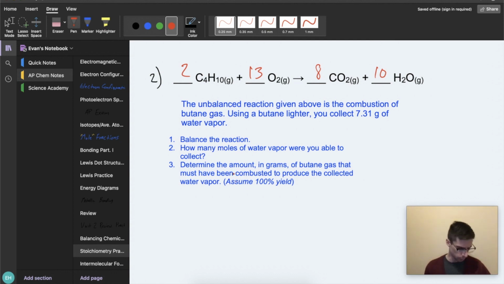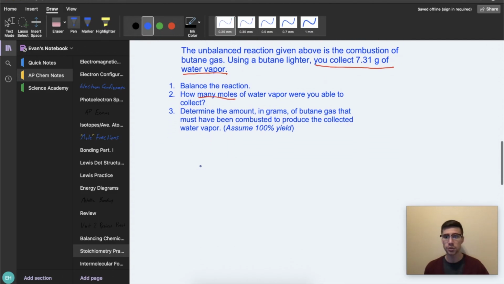Okay? So again, let's see. We balanced the reaction. Part 2. How many moles of water vapor were you able to collect? Well, this should actually be pretty easy, because it told us that we collected 7.31 grams of water vapor. So now it's asking, how many moles of water vapor did we collect? So this should be pretty simple. And again, the way that we do that, all we're doing here is really converting grams to moles, and we're starting with this value. So they said that we collected 7.31 grams of water vapor. Now water, it doesn't really matter what phase it's in. It could be solid, liquid, or gas.